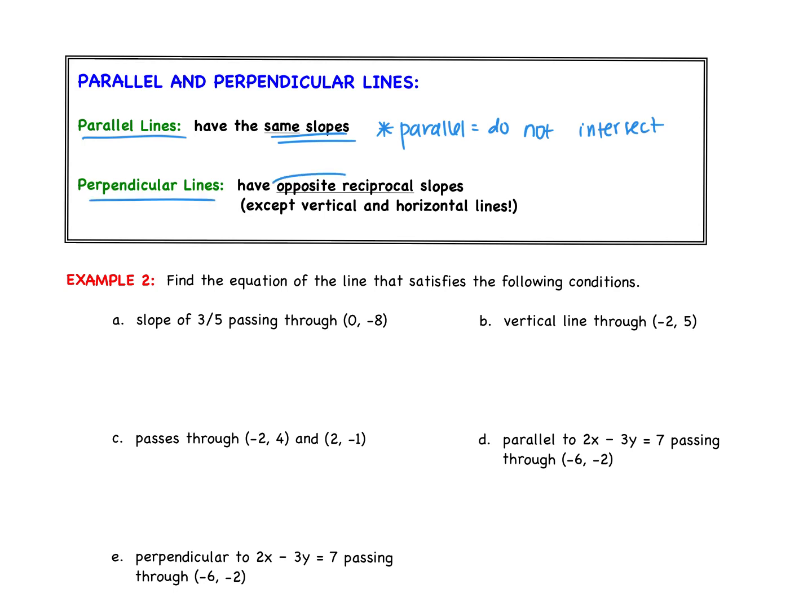Perpendicular lines have opposite reciprocal slopes. For example, 3 and negative 1/3. Those are perpendicular. They're reciprocal, so they flip, and then they're opposite signs. What does it mean to be perpendicular? They intersect at a 90 degree angle. Very good. Perpendicular lines form a right angle, or a 90 degree angle.